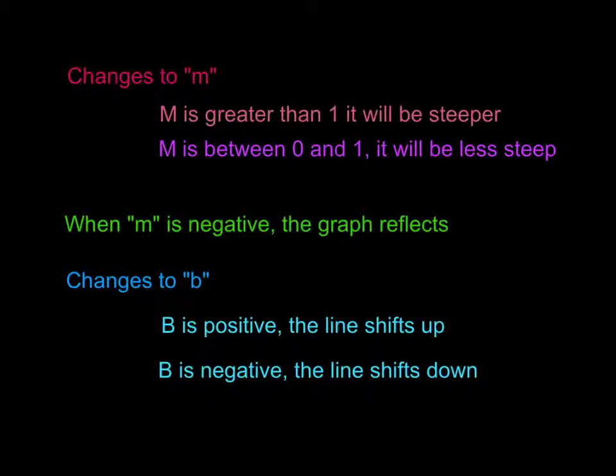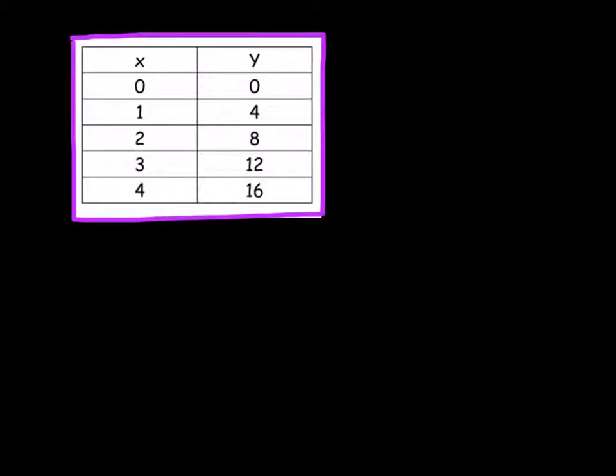So to review again, there are 3 changes that can occur. We can change the m. If the m is greater than 1, it's going to be steeper. If the m is between 0 and 1, most of the time meaning a fraction, it will be less steep. When the m is negative, the graph reflects. And then there are changes to b. If b is positive, the line shifts up. And if b is negative, the line shifts down. So your keywords are steeper or less steep, it could reflect, or it could shift up or down. So let's look at how to identify if there have been any changes that occurred.